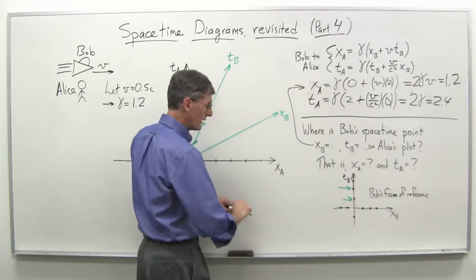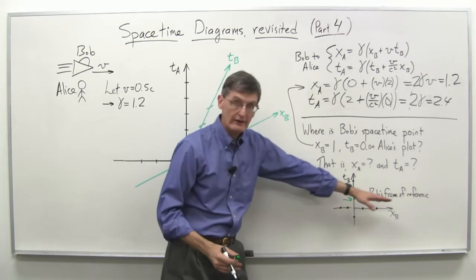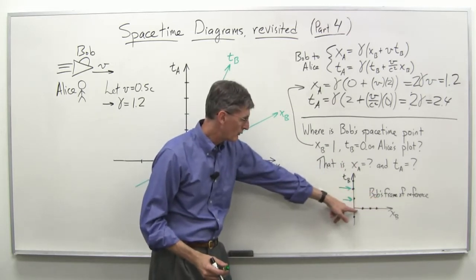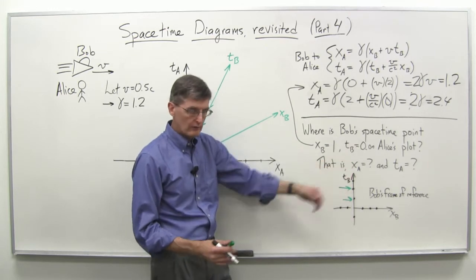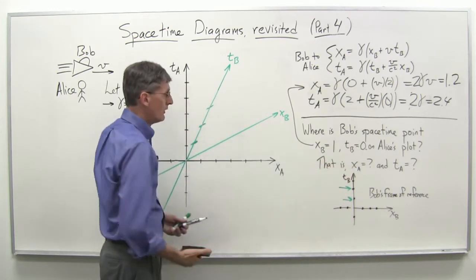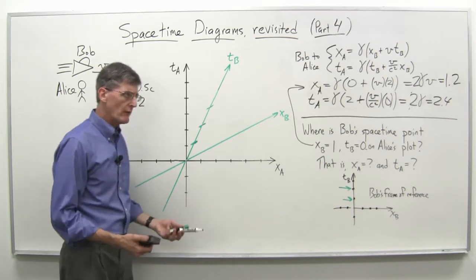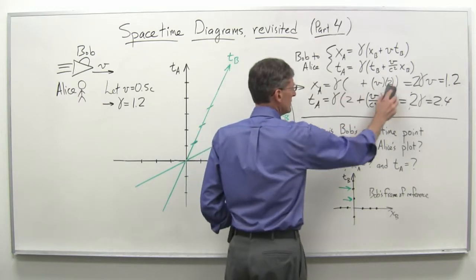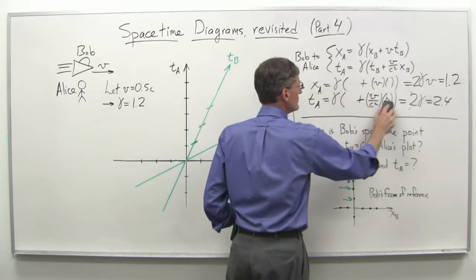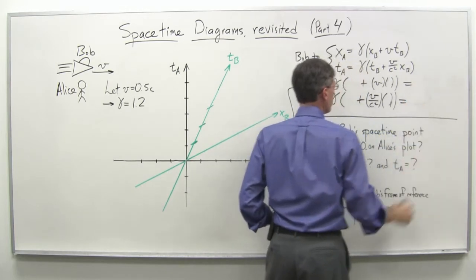So now we're looking at the point x sub b equals 1, t sub b equals 0. Okay, because now we're on the x sub b axis here. So x sub b equals 1, t sub b equals 0. What are the x sub a and t sub a coordinates in Alice's plot for that? And so again, we have a situation here where we just plug in the numbers. These are the things that are going to be changing here, and we'll see what we get.